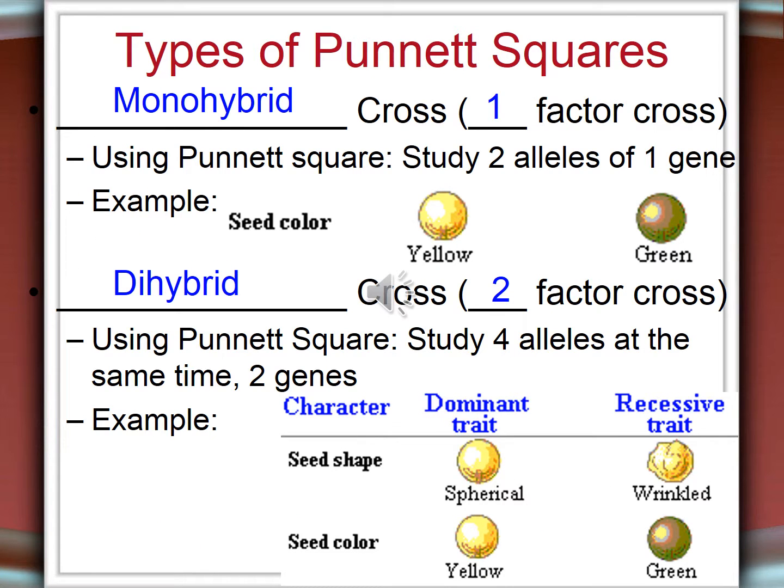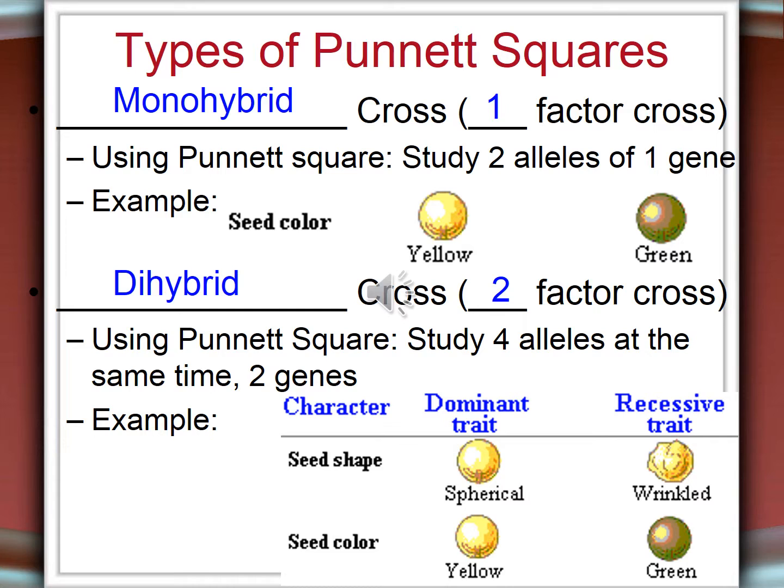Okay, so Punnett squares. What we've been talking about so far is monohybrid. They're called monohybrid crosses because we're looking only at one factor, one trait at a time. And we use Punnett squares for that, and we study two alleles of one gene. So seed color or round or tall. Those are all examples of one trait. So we've been looking at one factor and two alleles for that one factor.